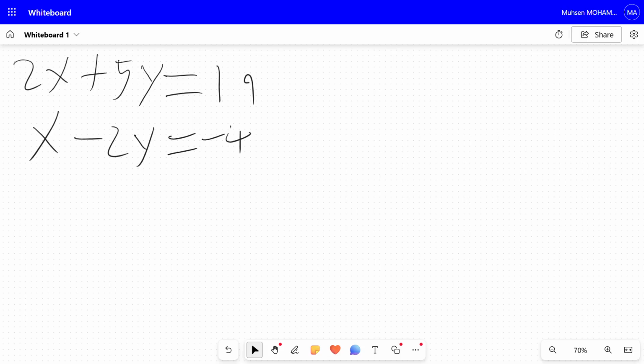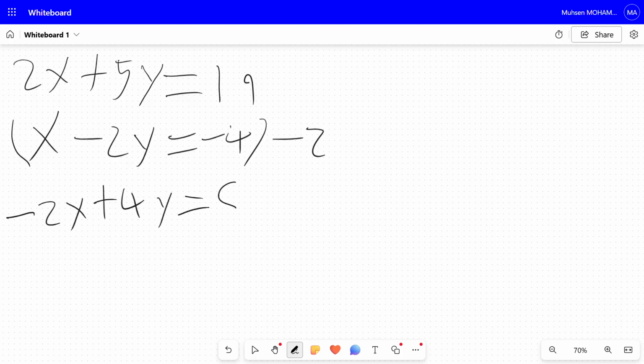And in this situation, I want x to be the same in both equations. As it's a smaller variable, as they are less. So what I can do is just multiply the whole equation by minus 2. So now I will have minus 2x plus 4y is equal to 8. So now I can just add the rest of the equation together.